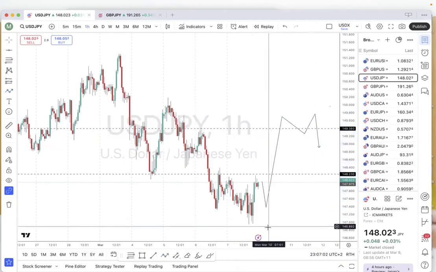Or if they open with a market gap from below, that'll be good. I'll take that as well.